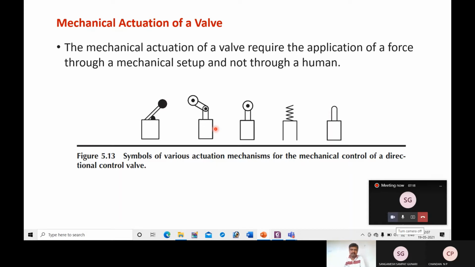a piston rod, and that may result in movement of a roller. Then the valve position gets shifted. Like that, actuation takes place. These symbols are familiar to you. Both are roller lever operated. These two symbols both represent roller operated. So what is the difference between these two?